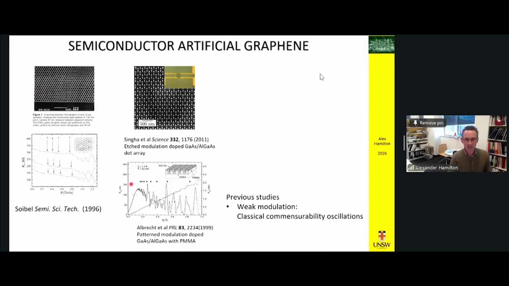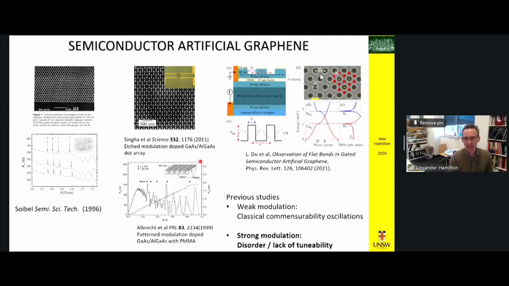But the problem is, in pretty much 30 years of study, the lattice potential has always been weak. It's never been strong enough to create a band structure. When attempts have been made to create a very strong modulation, it's also introduced strong disorder or a lack of tunability, and so that has limited studies to date.